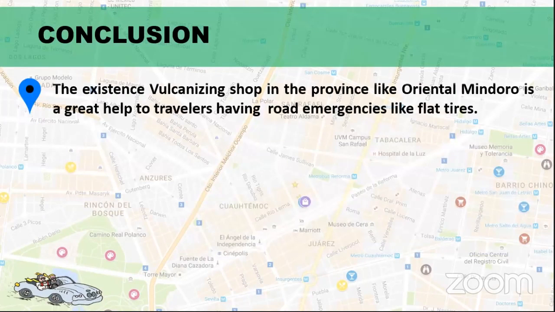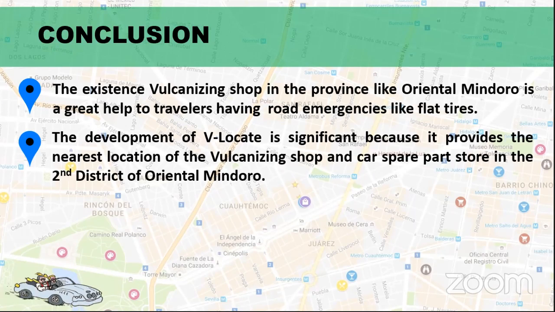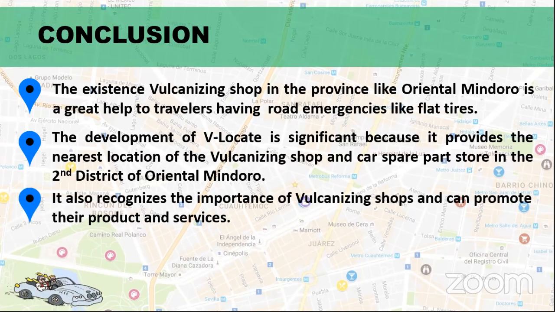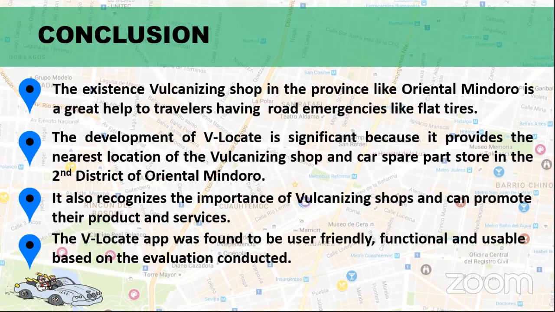For the conclusion, the existence of vulcanizing shops in a province like Oriental Mindoro is a great help to travelers having roadside emergencies like flat tires. The development of VLocate is significant because it provides the nearest location of the vulcanizing shop and car spare parts store in the 2nd District of Oriental Mindoro. It also recognizes the importance of vulcanizing shops and can promote their products and services. And last, the VLocate app was found to be user-friendly, functional, and usable based on the evaluation conducted.